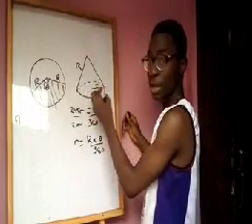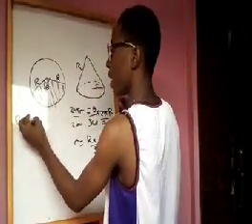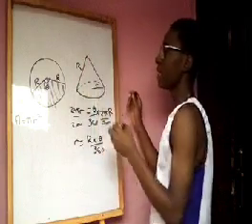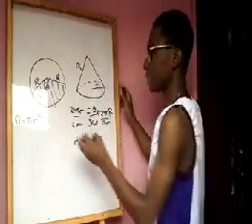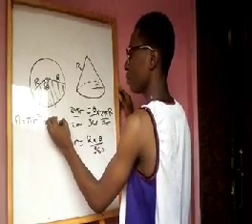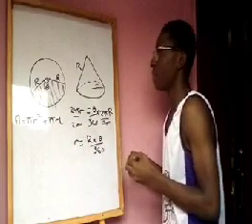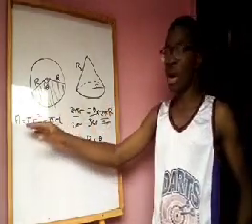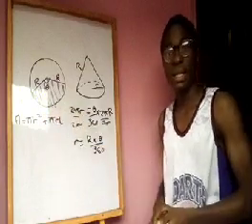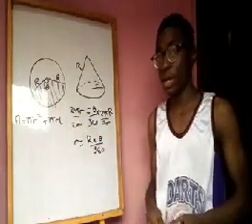Area of the base, that will be pi r square, plus the area of this curved side. Now the area of this curved side is pi rl. That's the area of this curved side. So the total surface area of a cone will be pi r square plus pi rl. That is the formula for calculating the total surface area of a cone.